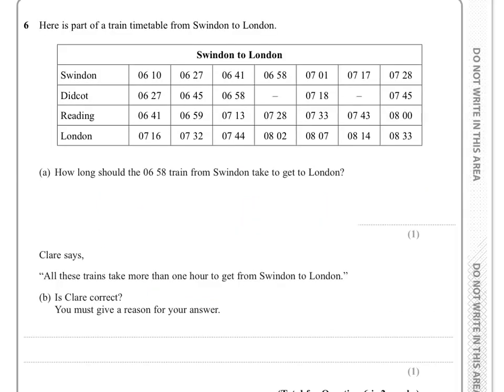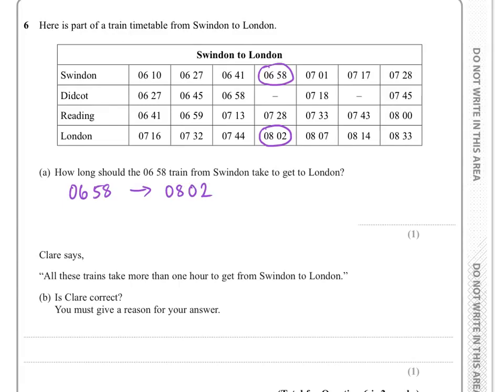Question 6. Here is part of a train timetable from Swindon to London. The first part says, how long should the 6:58 train from Swindon take to get to London? Well, this is the train in question, and this is where it gets to London here. So we want to go from 06:58 right through to 08:02.